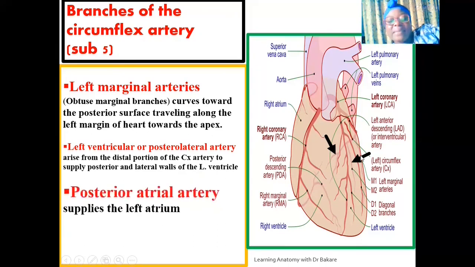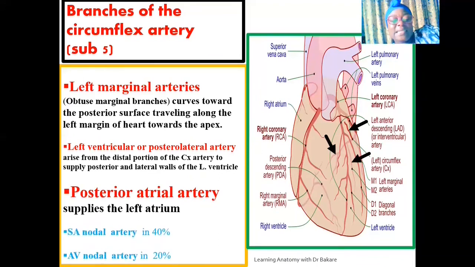Then we have the last emergence, the posterior atrial artery. The posterior atrial artery is also here, arrowed also in black. You see it emerging and tailing towards the left atrium, where it supplies the wall of the left atrium with oxygenated blood. Then we also have two other branches whose emergence is variable, the SA nodal artery and the AV nodal artery. We have the SA nodal artery emerging from the circumflex artery in 40% of individuals, and we have the AV nodal artery emerging from the circumflex artery in 20% of individuals. We should take note of this variation.